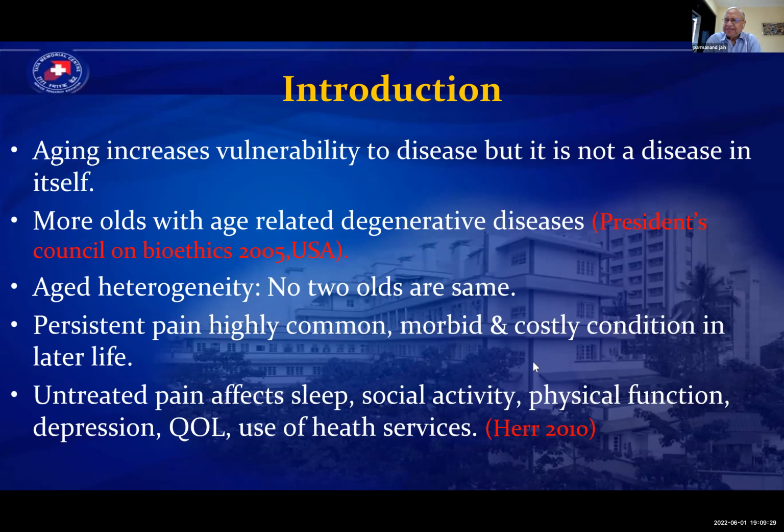Persistent pain is a highly common, morbid and costly condition in later life. Untreated pain affects sleep and social activity, leading to social isolation also. Physical function is also reduced. They stop going outside the house. They get depressed. Nobody talks to them, and everybody is busy in their own pursuits in the active daily life of the world. Quality of life is also decreased due to pain, and they are generally dependent on the healthcare system, on the hospitals and doctors and the medicines and the equipment.